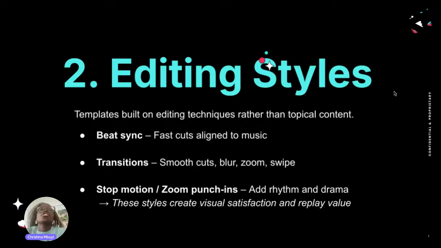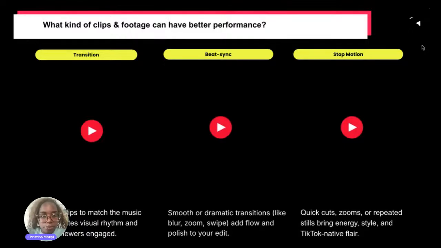So second for evergreen content, we have editing styles. These are templates that are built on editing techniques rather than topical content. So you want to think of beat sync, transitions, or stop and zoom punch-ins. Those are some great examples. Beat syncs are cuts that are aligned to the music. And then I'll move over so you guys can see them in real time.